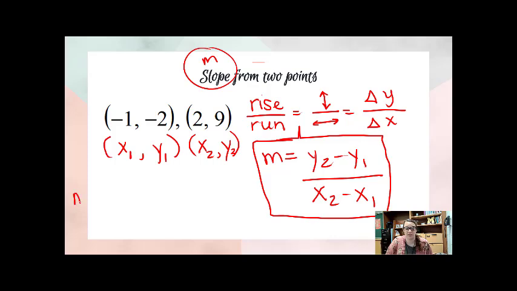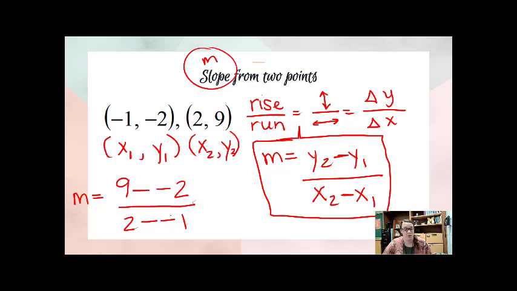So let's see, for this example, m equals y2 minus y1. So I've got y2 is 9, minus, from the equation, y1 is negative 2. I'm going to leave that double negative for a minute. I know I can simplify it. On the bottom, I've got x2 minus x1. x2 is 2. The equation has a minus. x1 is negative 1. So notice I left those double negatives in there.